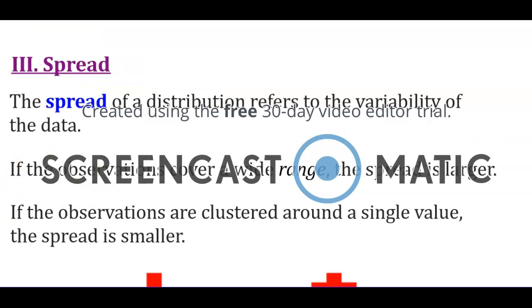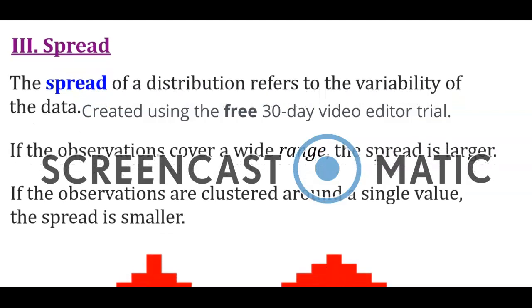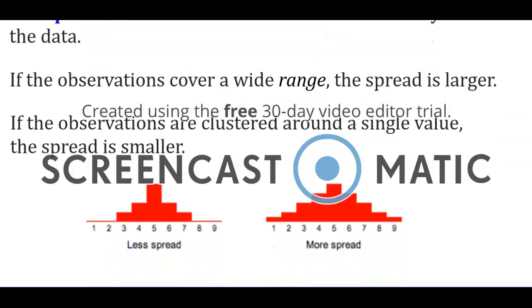Next, the spread of data. Now, the spread of data is one of those things that really does have a good amount of significance. If it covers a wide range, the spread is going to be larger. So for example, less spread. Here my values are going from, looks like 2.5 up to 7.5, whereas here they go from 1 to 9. They're more spread out. If the observations are clustered around a single value, the spread is smaller.